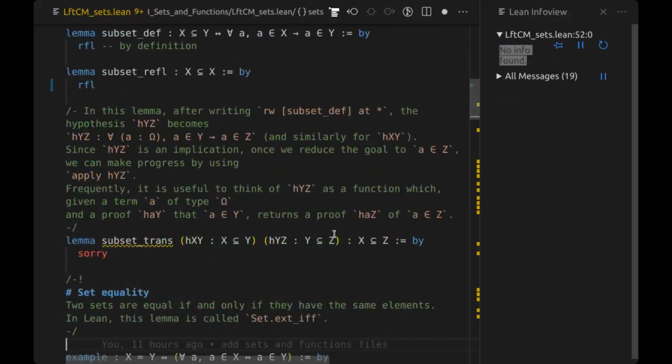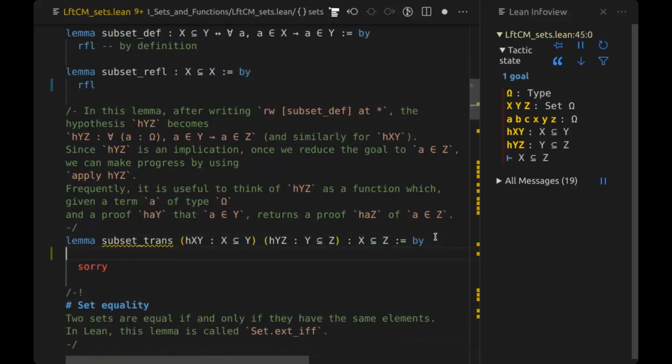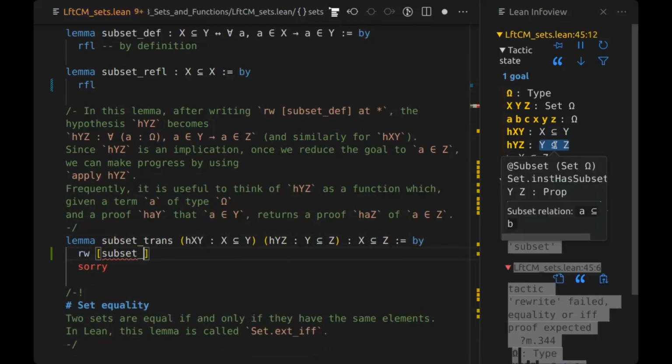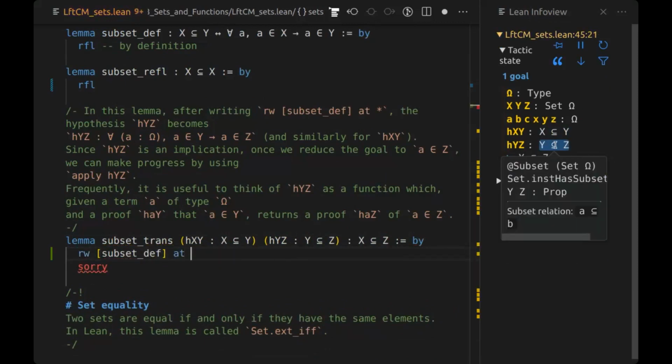So the first example is proving transitivity, right? So if X is containing Y, and Y is containing Z, I want to prove that X is also containing Z. So I can start by, again, rewriting the definition of what contains means. So rewrite subset def everywhere.